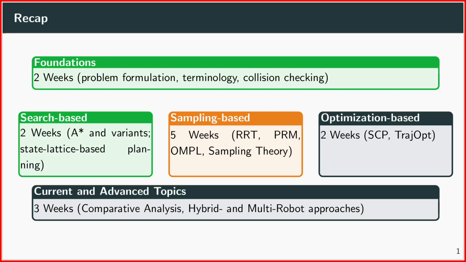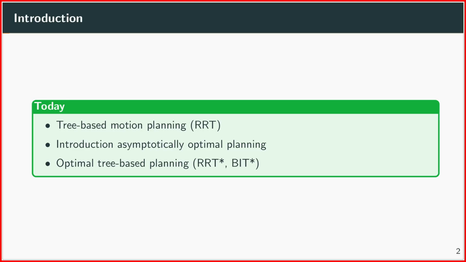And today we will talk about, I would say, the second biggest approach to sampling-based planning, which is tree-based motion planning. We will specifically talk about RRT, which stands for Rapidly Exploring Random Tree, which is one of the most famous algorithms in motion planning. And I would say everyone who tries to solve a motion planning problem usually starts with RRT because it works so well in practice.